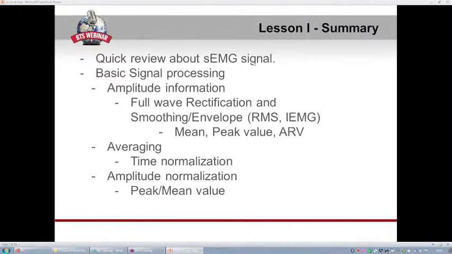In particular, we talked about the full wave rectification algorithm and about how to extract the main shape, or the envelope, from the EMG signal by means of the root mean square algorithm or by means of the integrated EMG. And then we learned how to compute typical parameters such as the mean, the peak, or the IEMG, for example. Then we had a look at how to average more than one trial, which requires the normalization of the signal with respect to the time domain. Finally, we talked about amplitude normalization of the signal level, which is useful for data comparison.